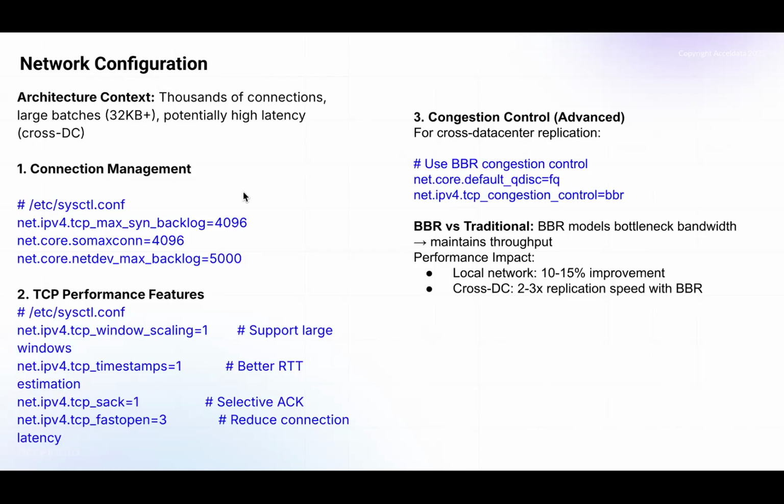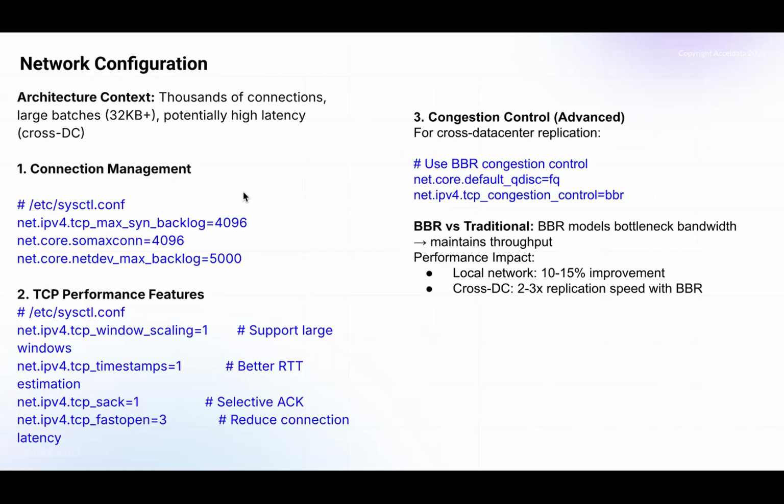Third, for cross data center replication, use BBR congestion control. This is a network algorithm from Google that models the bottleneck bandwidth and round trip time. Set default_qdisc equals fq and tcp_congestion_control to bbr. The difference is dramatic. Traditional congestion control algorithms like cubic cause throughput to vary widely over a high latency link. BBR maintains steady throughput.